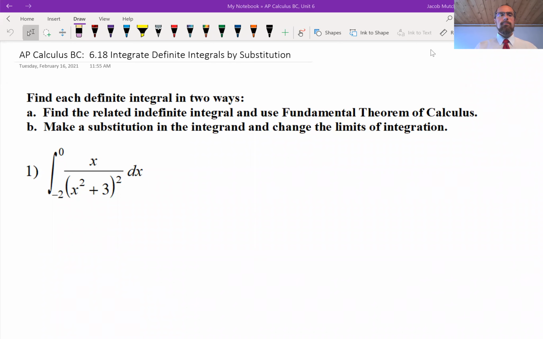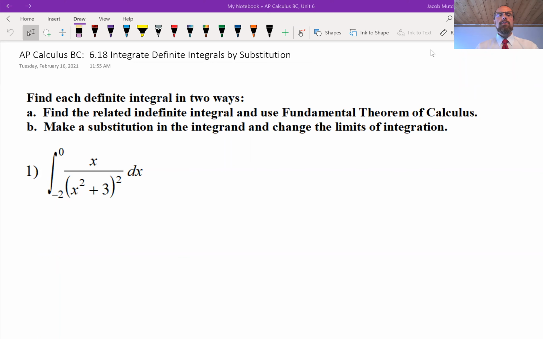Welcome to Calculus. Today we will investigate integrating definite integrals by substitution. We'll take a look at 3 examples total. Our first 2 examples want us to find the definite integral's value in 2 different ways.